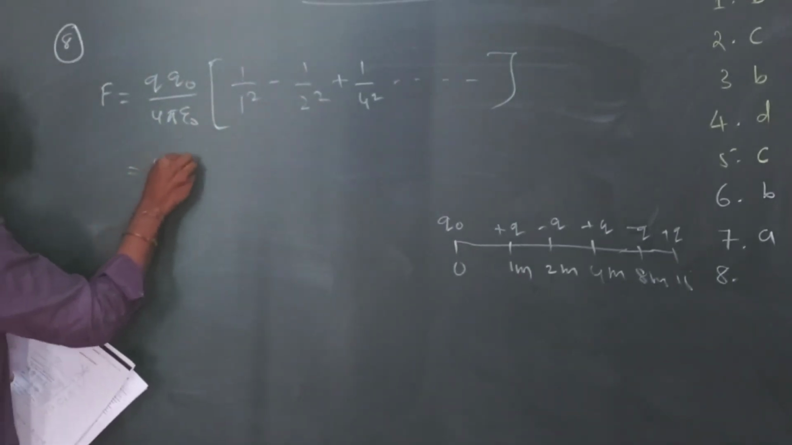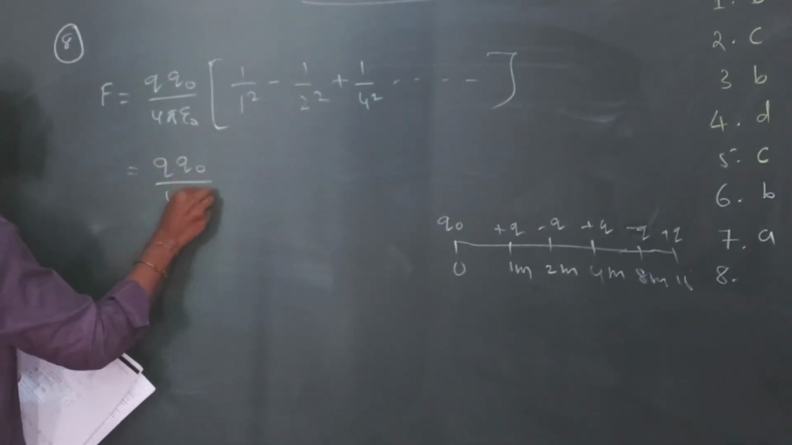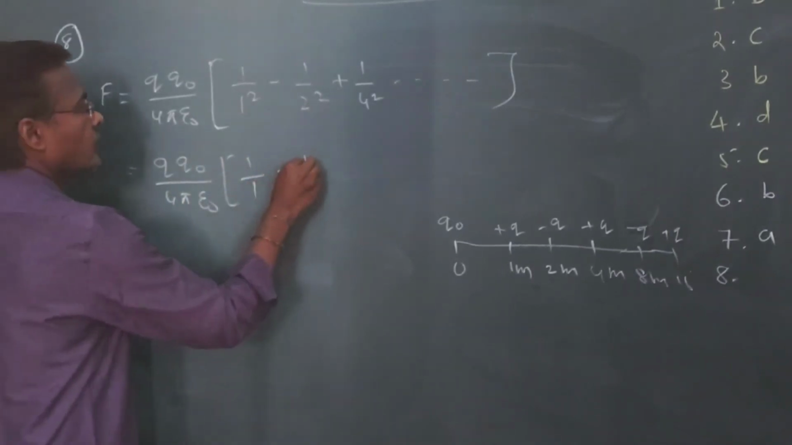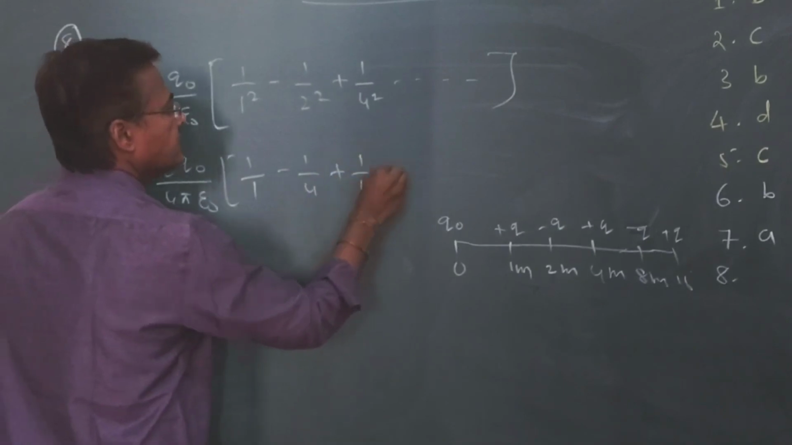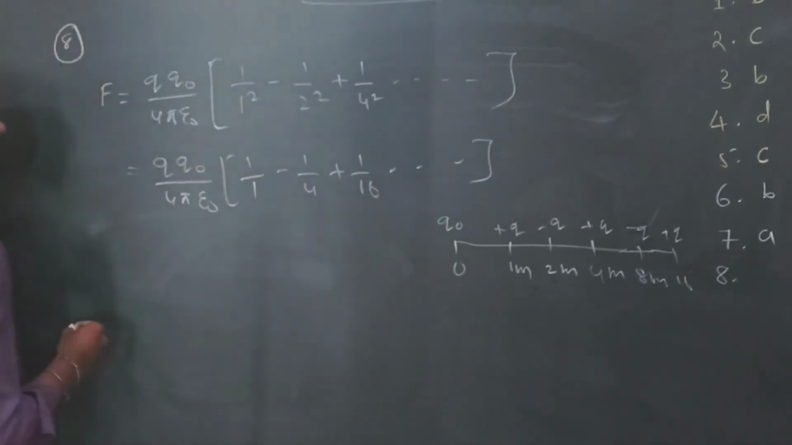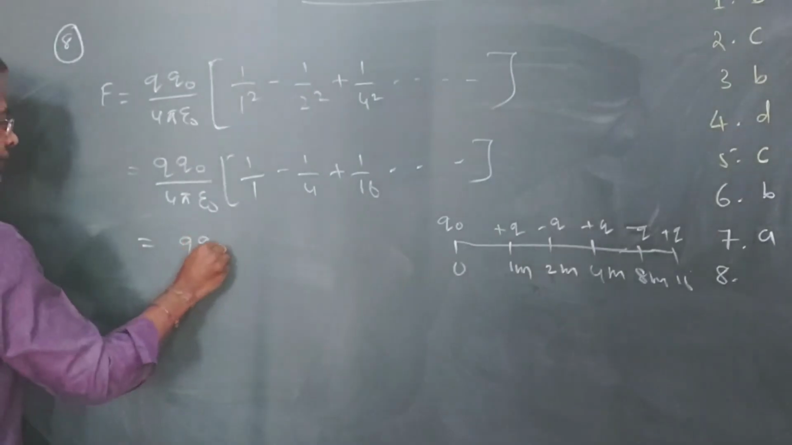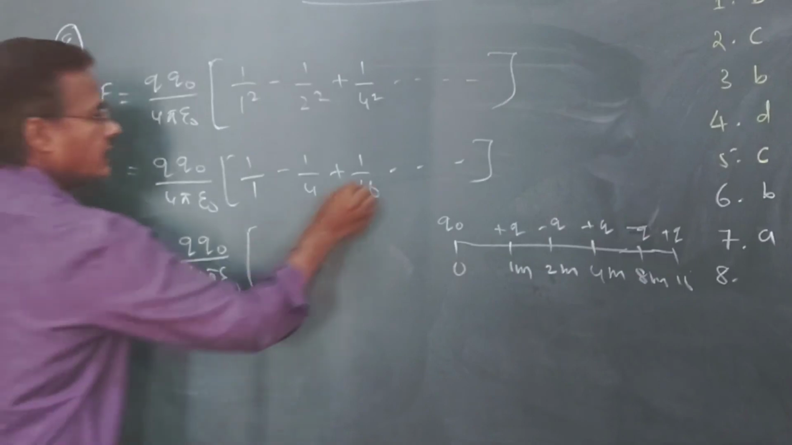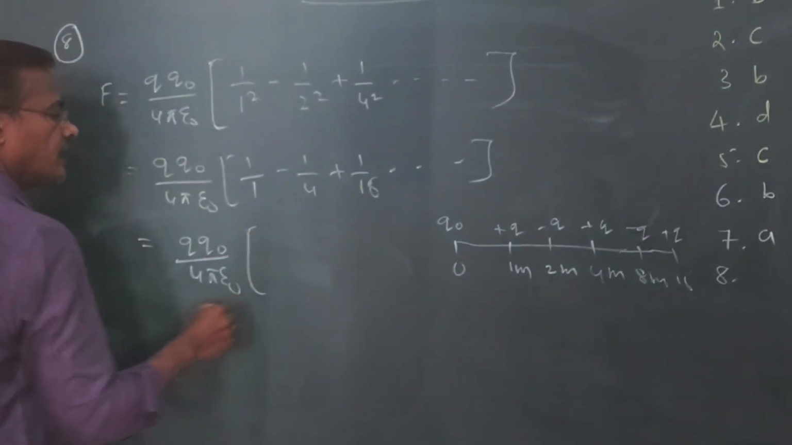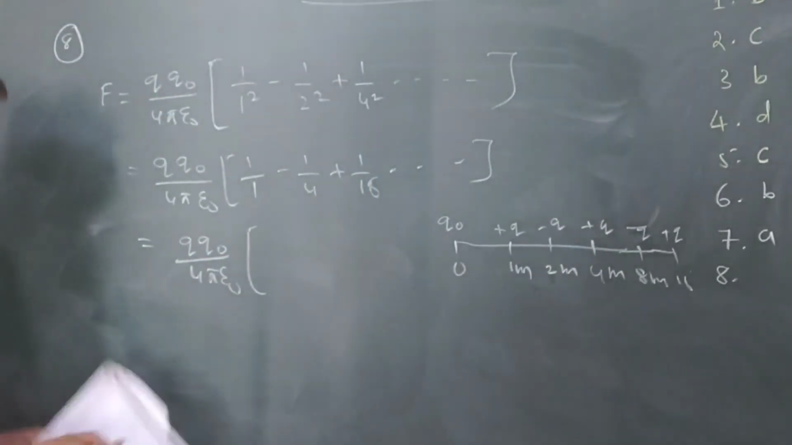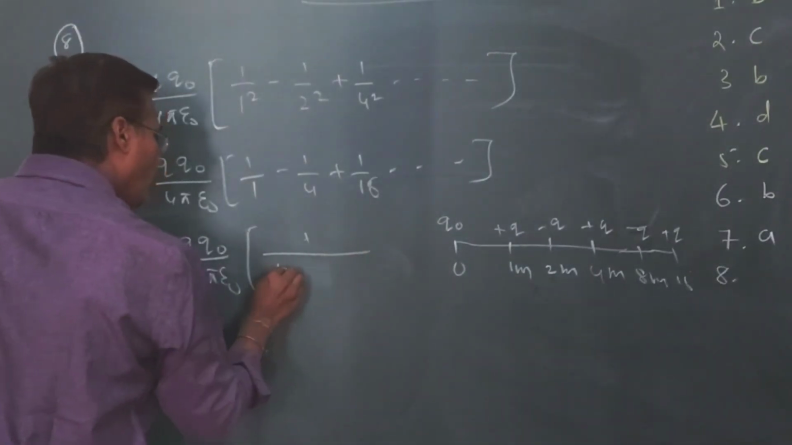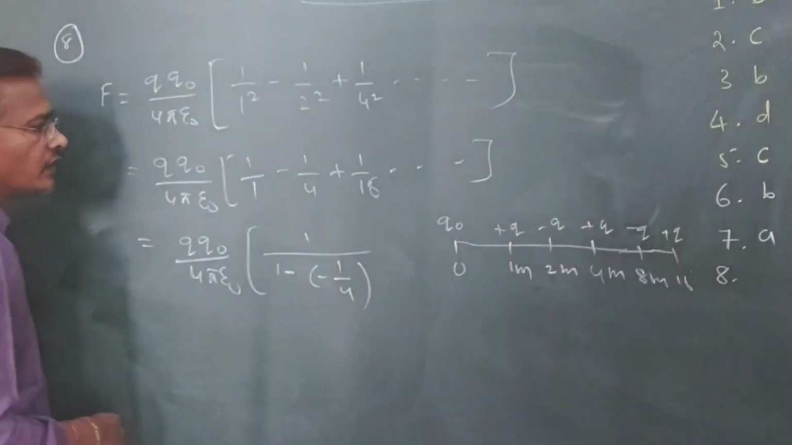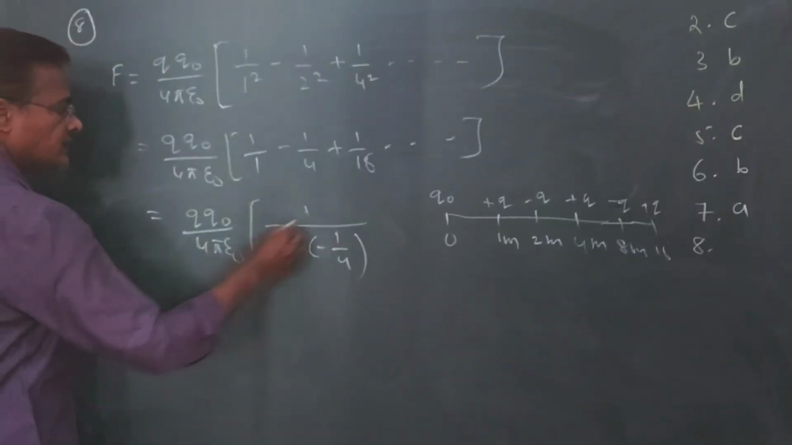It means q q naught by 4 pi epsilon naught, this is 1, minus 1 by 4 plus 1 by 16, and so on we are going to write down. There is a series here, so we can take the binomial series. Then we are going to write this equation as 1 divided by 1 minus of 1 by 4, 1 minus 1 by 4.